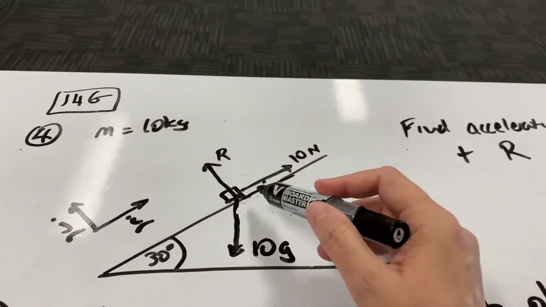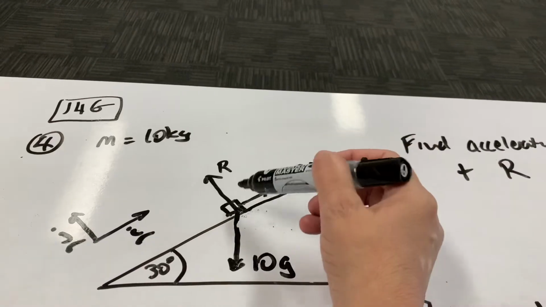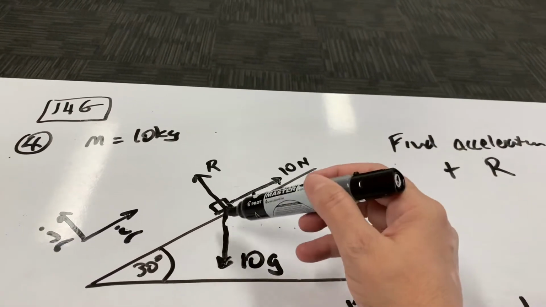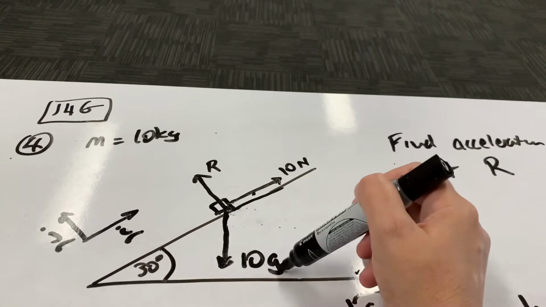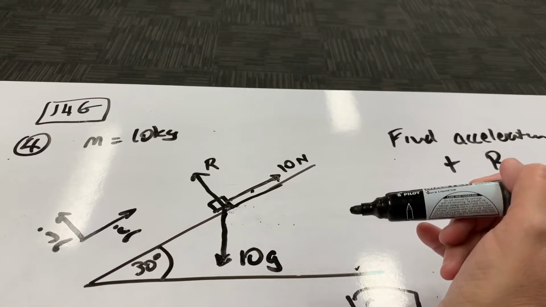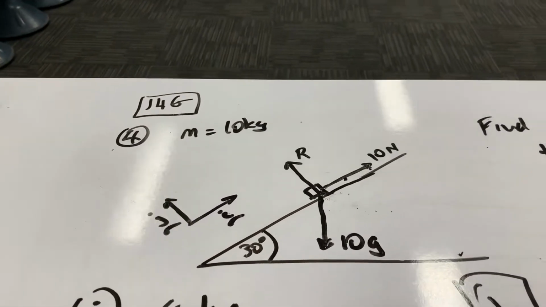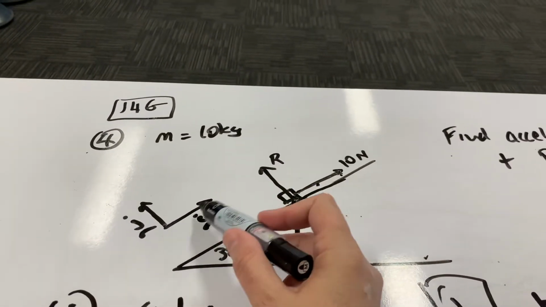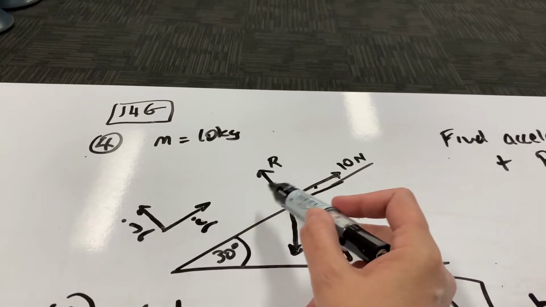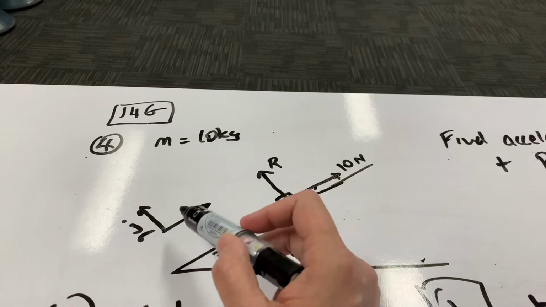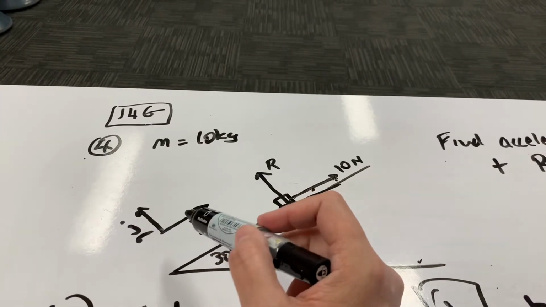So on here, I've got my 10 newtons going up the plane. I have my reaction, or my normal, which is perpendicular to my plane. And then I have the weight, 10G, which is hanging straight down. Now, in a question like this, to make life easier, I'm going to talk about my I direction being up the plane, or parallel to the plane. My J direction will be perpendicular to the plane.